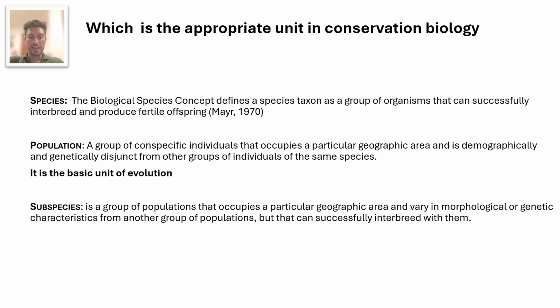A population, instead, is a group of conspecific individuals that live in a particular geographic area and that is demographically and genetically disjoint from other groups of individuals of the same species. Population is the basic unit of evolution. And finally, a subspecies is a group of populations that live in a particular geographic area and that vary in morphological or genetic characteristics from another group of populations but can successfully interbreed with them.